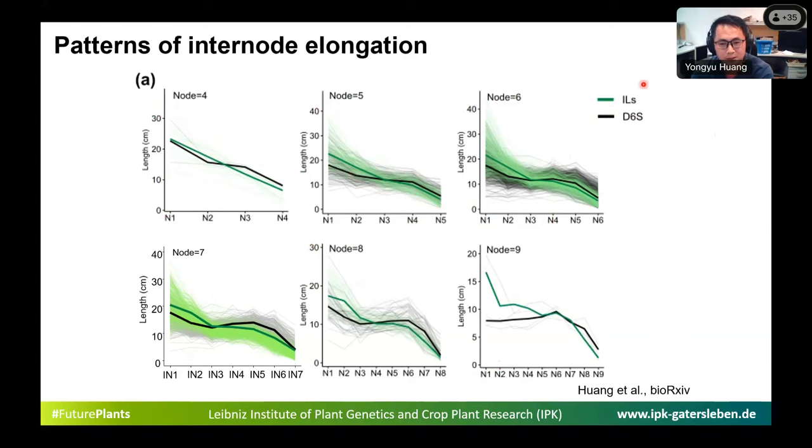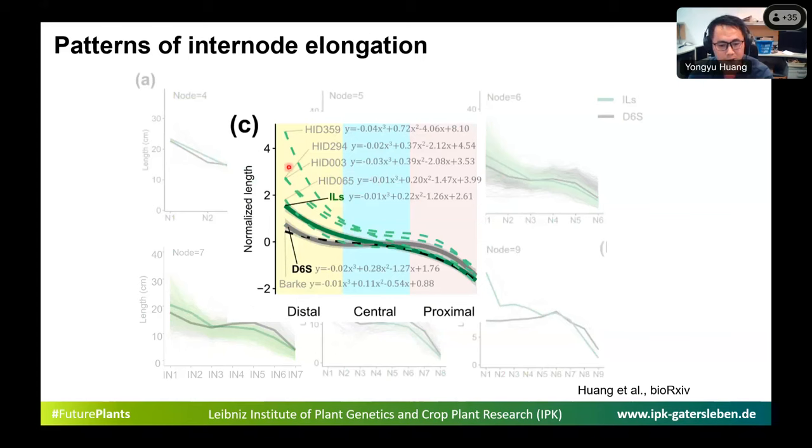Here, green color is the introgression lines and red color is the diversity six-row barleys. And what we found is that there seems to be a conserved pattern regardless of the internode number, which is flowing somehow like a reverse S curve. And when we combine all the variations of internode number together, this can be explained by a cubic function. How it is interpreted is that the distal internodes and the proximal internodes follow an exponential increase, whereas the central part remains stable, in a plateau manner. So this suggests that the elongating internodes can be basically divided into three sections, so-called the distal, central, and proximal.